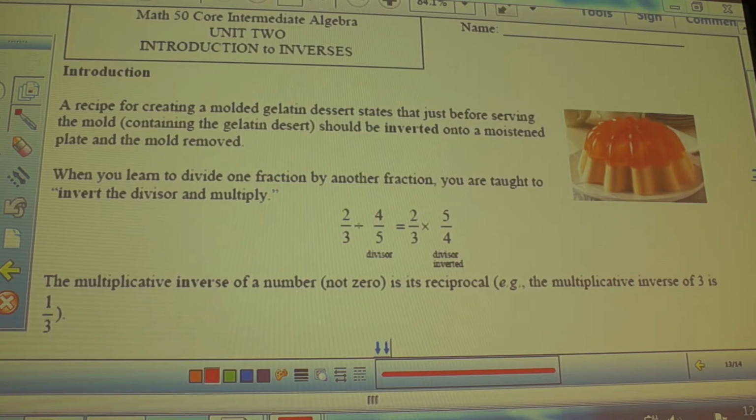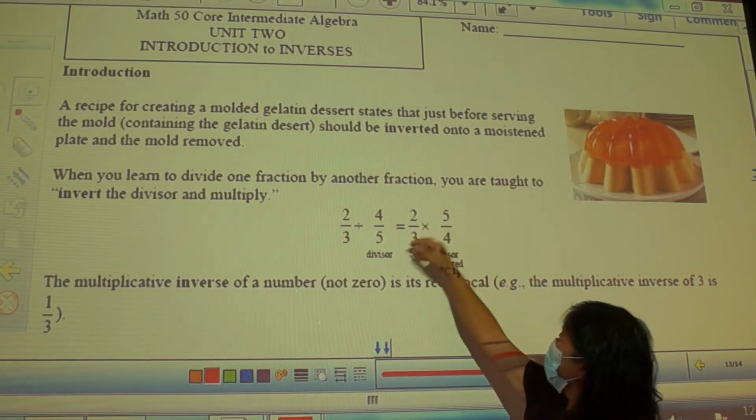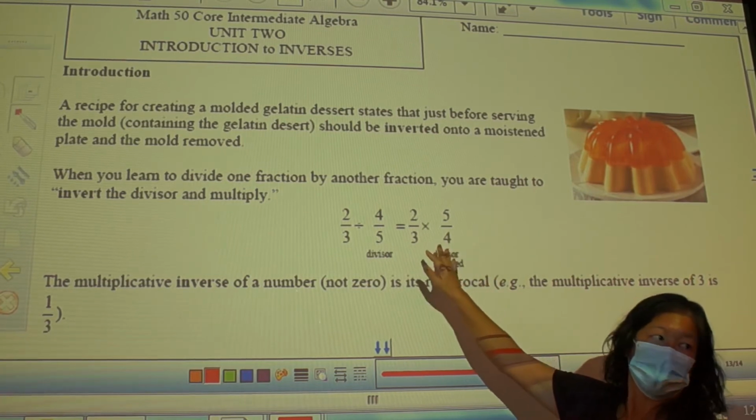Shania, why don't you go and read for us? A recipe for creating a molded gelatin dessert states that just before serving the mold containing the gelatin dessert should be inverted onto a moistened plate and the mold removed. When you learn to divide one fraction by another fraction, you are taught to invert the divisor and multiply. Right, so instead of dividing by this fraction, you multiply by its reciprocal. You guys have seen that before.